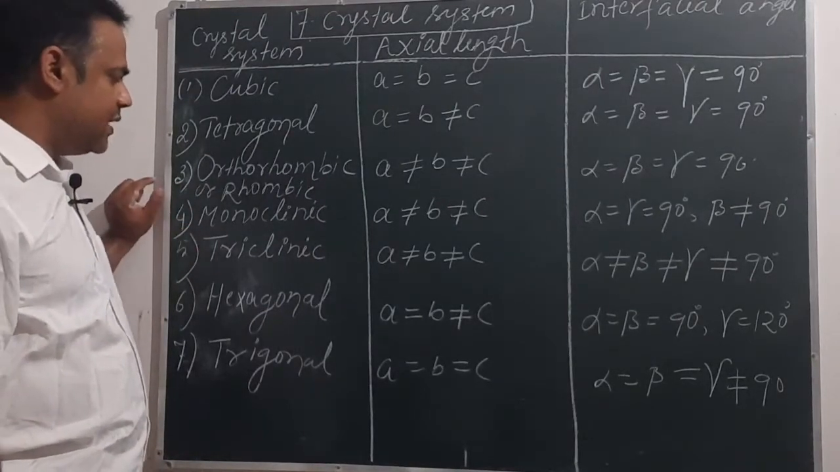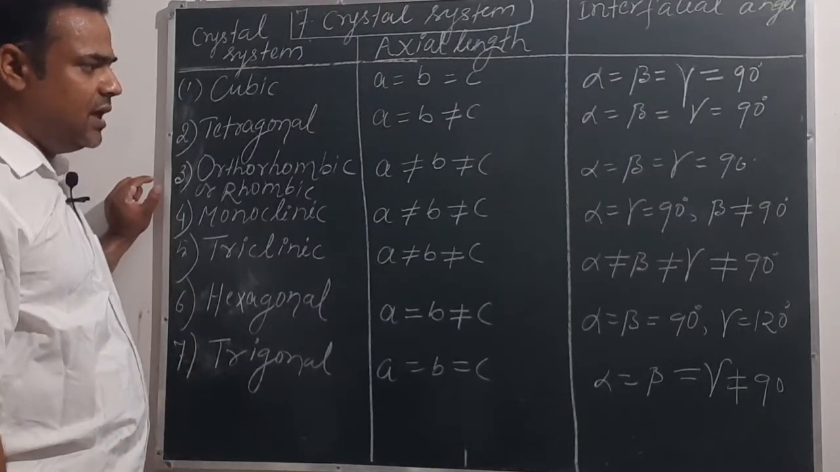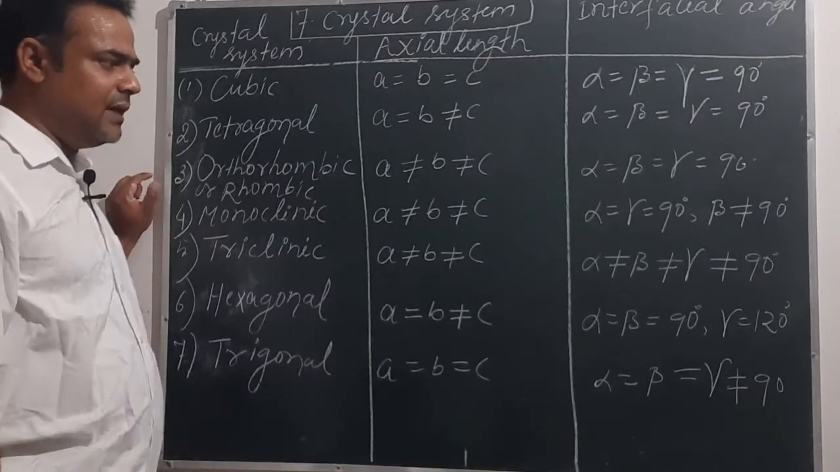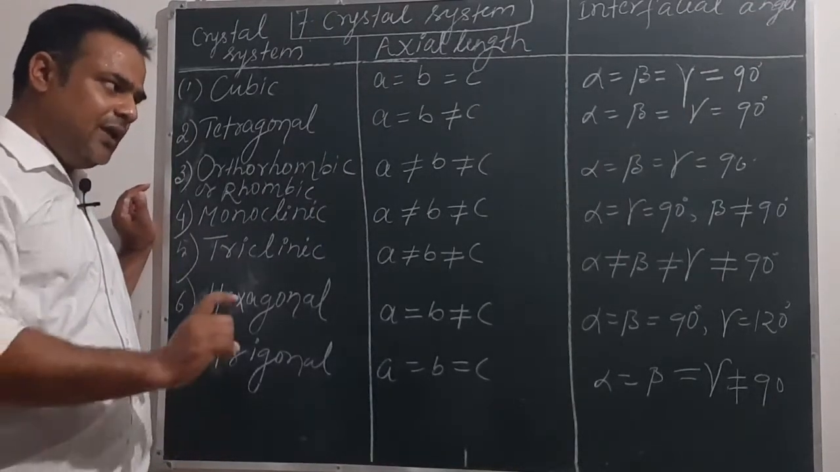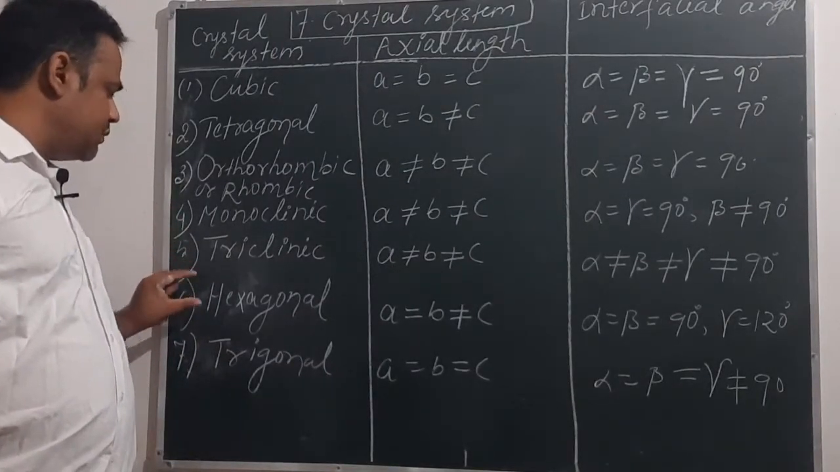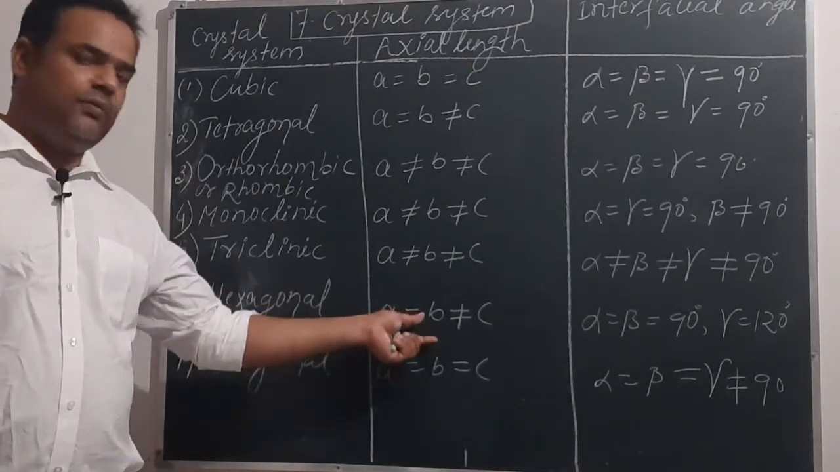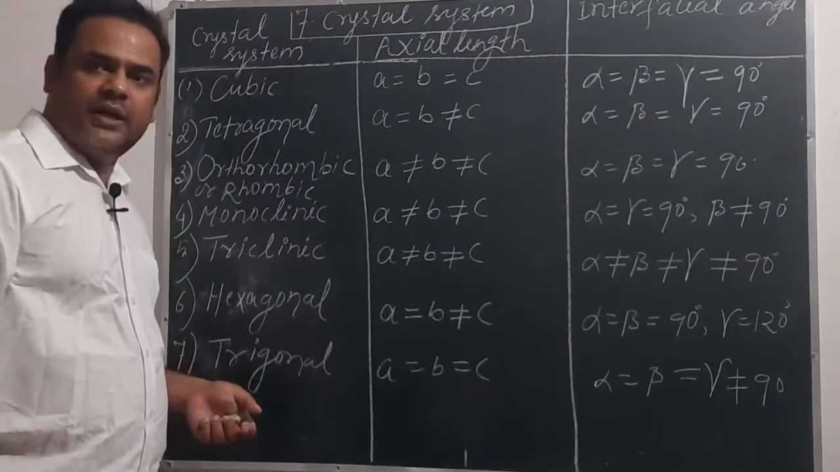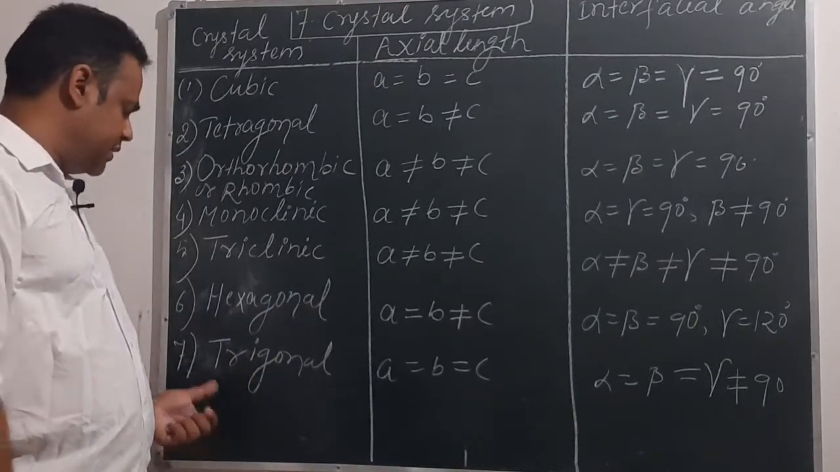Next we come to triclinic. In this, a ≠ b ≠ c and none of the angles is equal to 90 degrees. That is, neither alpha = beta nor beta = gamma, nor are any of these angles equal to 90 degrees. Sixth one is hexagonal. In hexagonal, a = b but b ≠ c, and two angles alpha and beta are 90 degrees while the third angle gamma is 120 degrees.